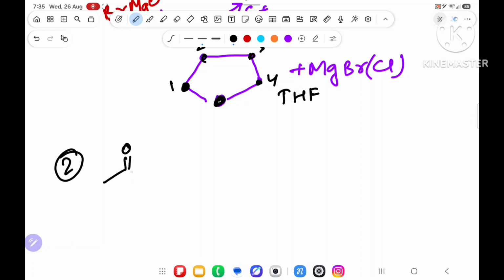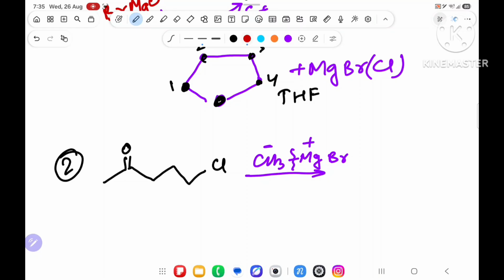Here is a carbonyl compound with Cl. Now, first suppose I take CH3MgBr. It will break as minus and plus. First it will try to do an acid-base reaction. Is there any acidic hydrogen? No, sir, the acid-base reaction is not there.